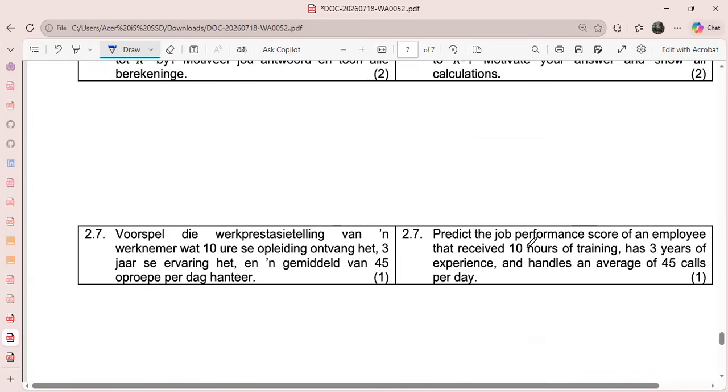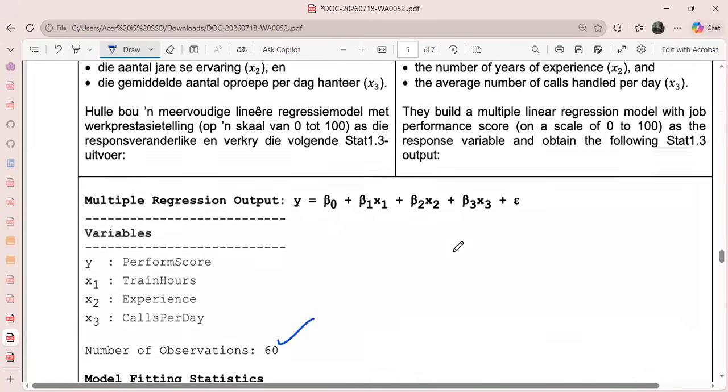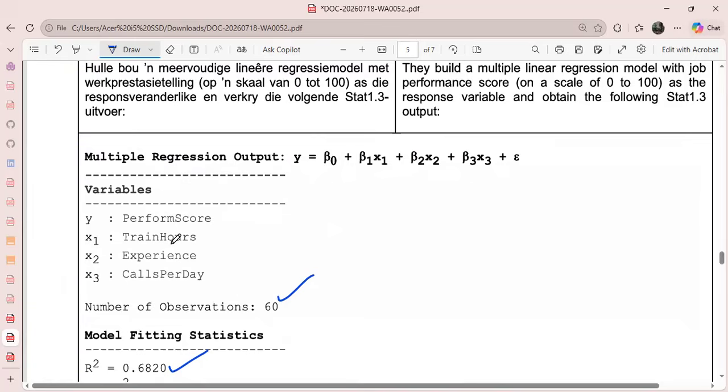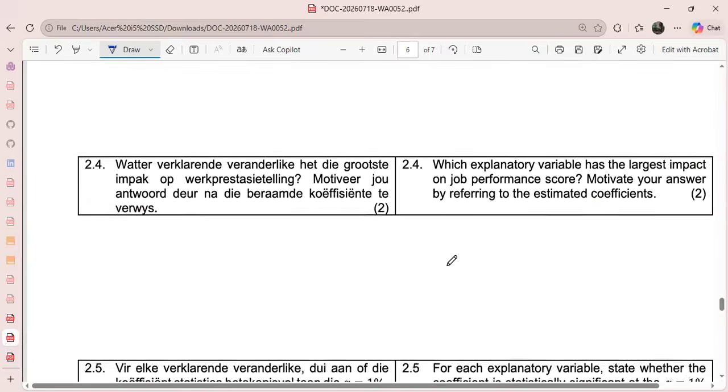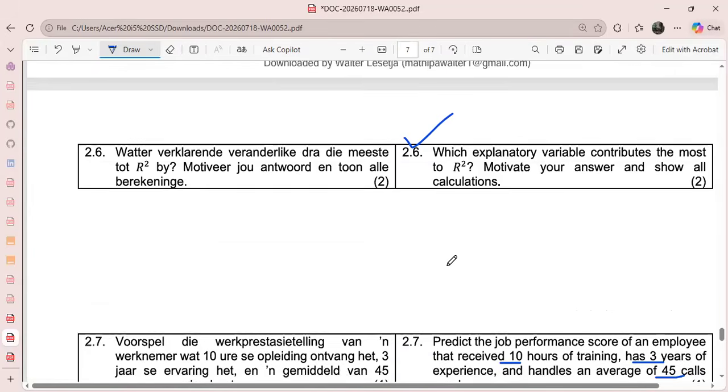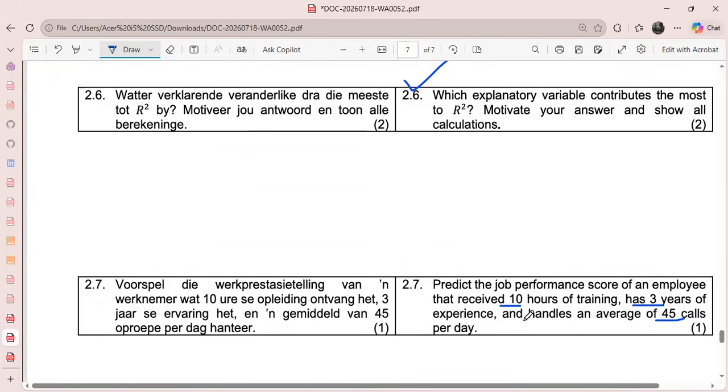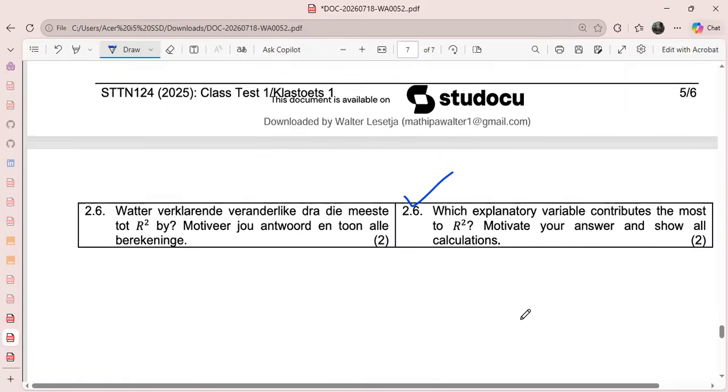This one, now you got your value, you got your multiple regression equation. This one, the hours will be the x1, the 3 years experience will be x2, the 45 calls will be x3. Let's go and check. Because you're given your x1, train hours, x2, experience, x3, the calls. So where you see you're going to use your multiple regression equation. Where you see x1, you put the 10, x2, 3, x3, 45. You get the answer that is for 1 mark. So the whole thing is out of 24.